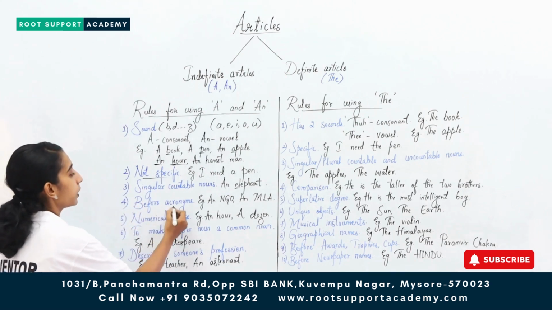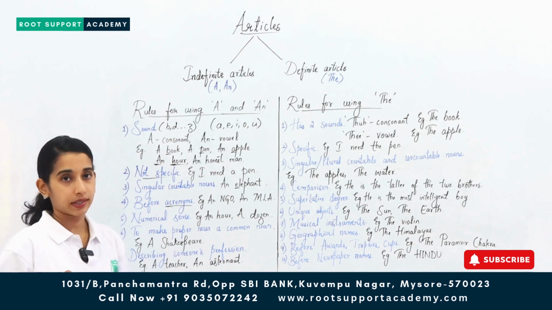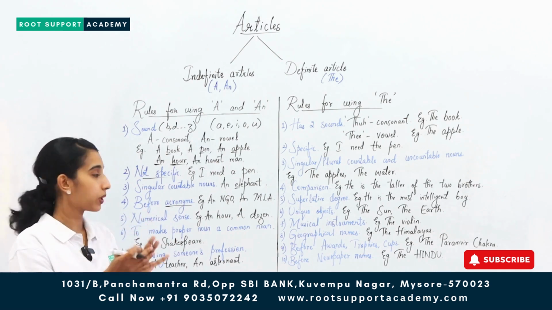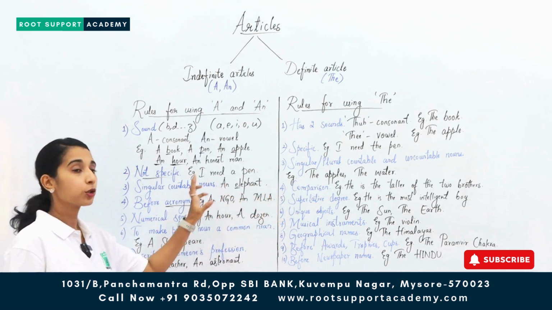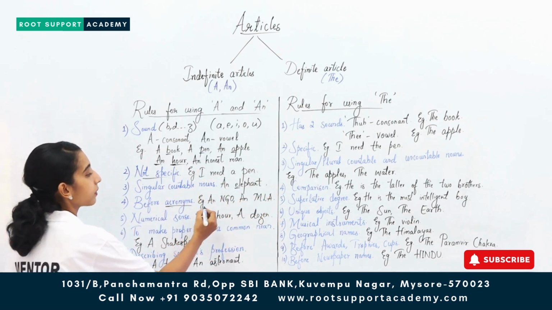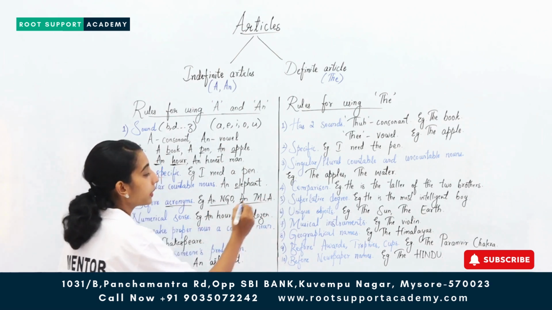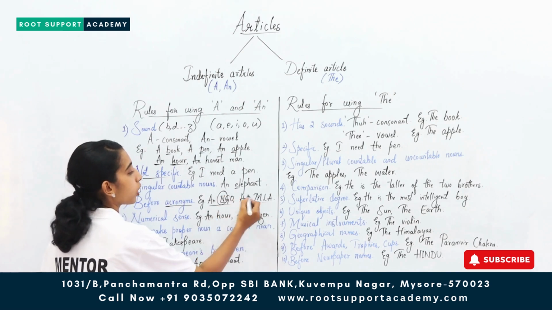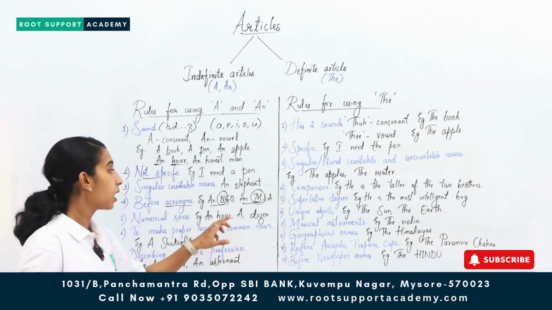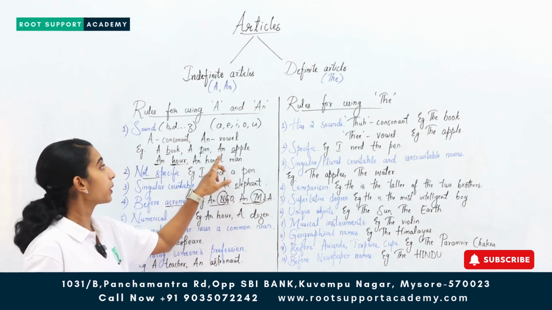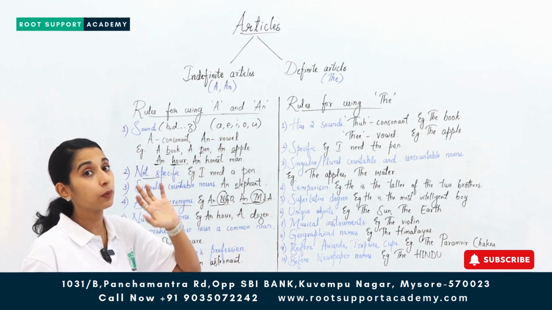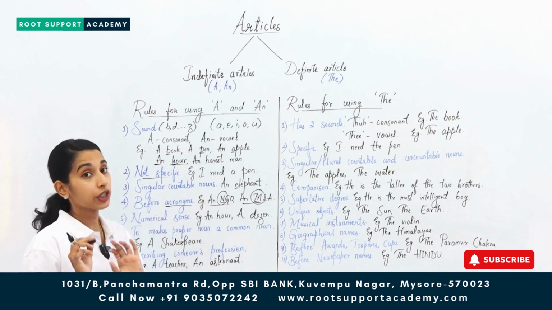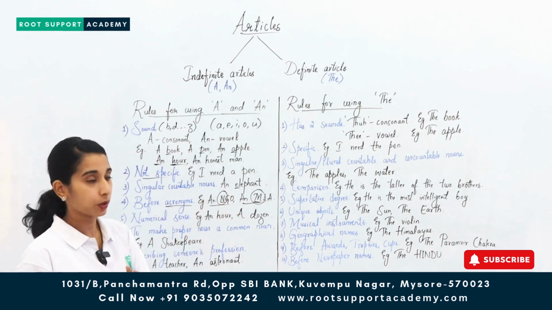Next, we use it before some acronyms. Acronyms and abbreviations. We write a few things in short forms, those are called acronyms. Here I've written an NGO, an MLA. Here again we have 2 consonants. N is a consonant, M is also a consonant. But we are going with the sound. That is why I've used an, because we have a vowel sound there. An NGO, an MLA.